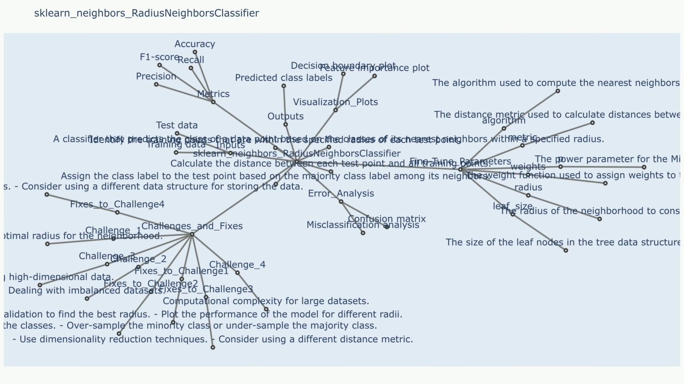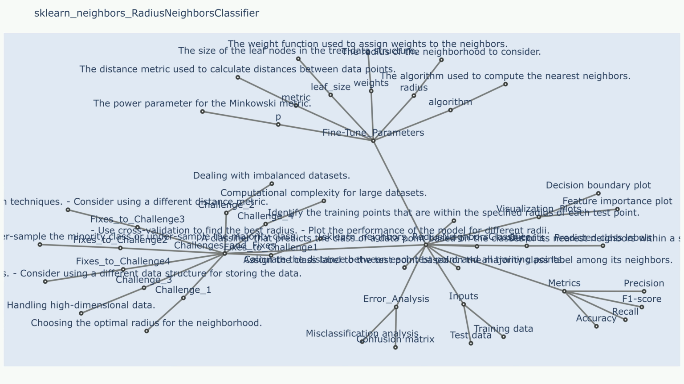sklearn.neighbors.RadiusNeighborsClassifier. Description. A classifier that implements radius-based nearest neighbors search. It predicts the class of a data point based on the majority class among its neighbors within a specified radius.